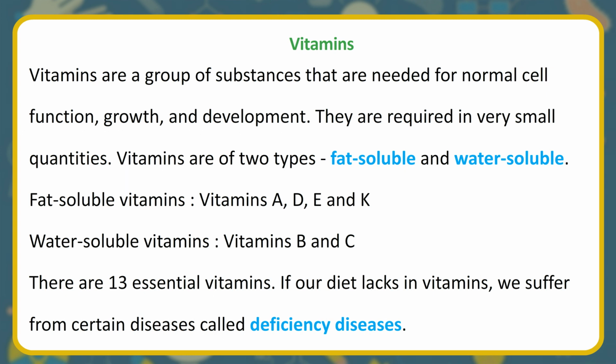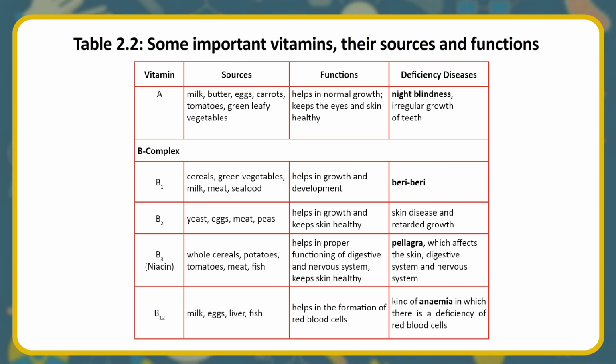Water-soluble vitamins: vitamins B and C. There are 13 essential vitamins. If our diet lacks in vitamins, we suffer from certain diseases called deficiency diseases. Table 2.2. Some important vitamins, their sources and functions. Vitamin, sources, functions, deficiency diseases.